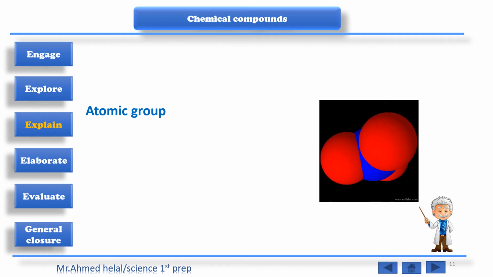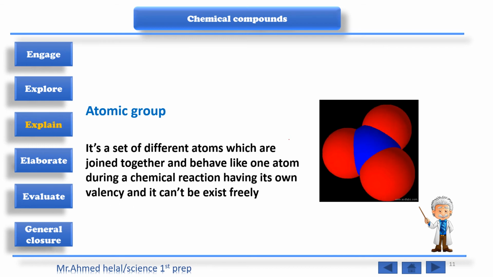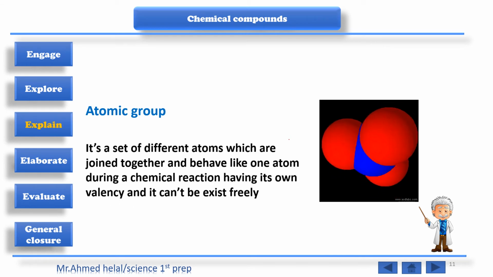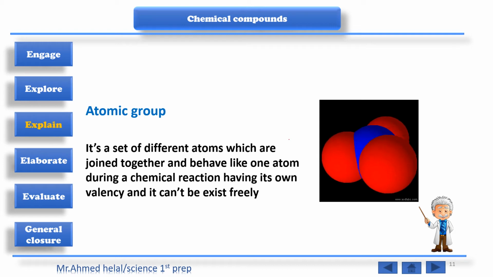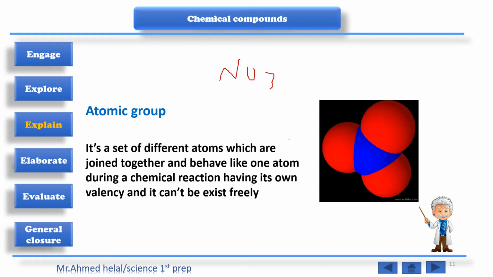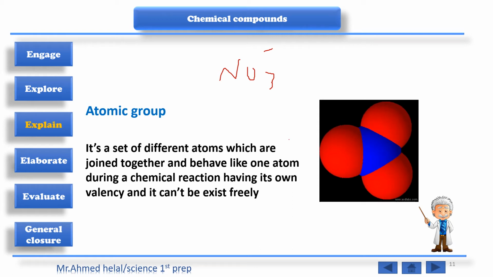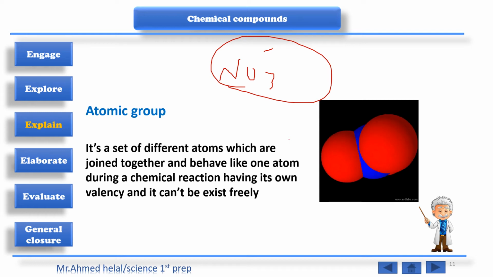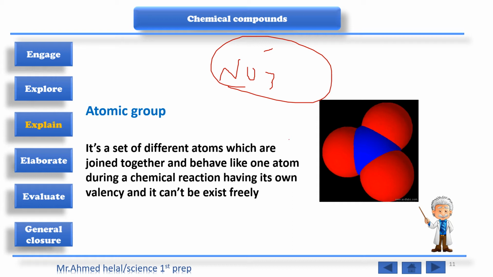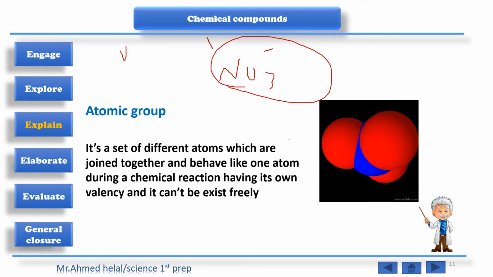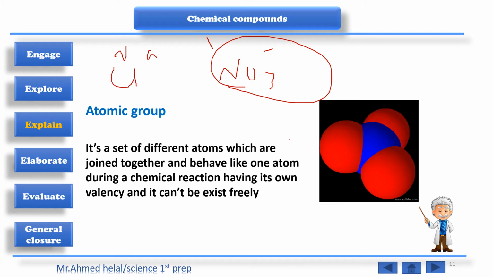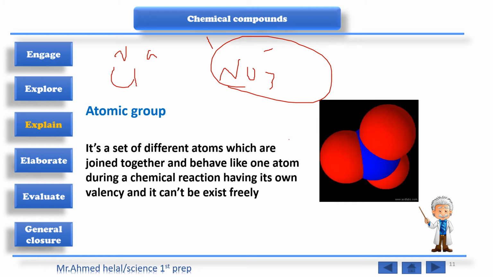Atomic group. What is an atomic group? It's a set of different atoms which are joined together and behave like one atom during the chemical reaction, having its own valency, and it can't exist freely. Like NO3, this is the nitrate atomic group. It's a set of different atoms, we have 4 atoms here, which are joined together, and we have like one atom. So in the chemical reaction, it reacts as one atom, like Na, like Cl. It has four atoms, but despite this, it reacts as one atom.